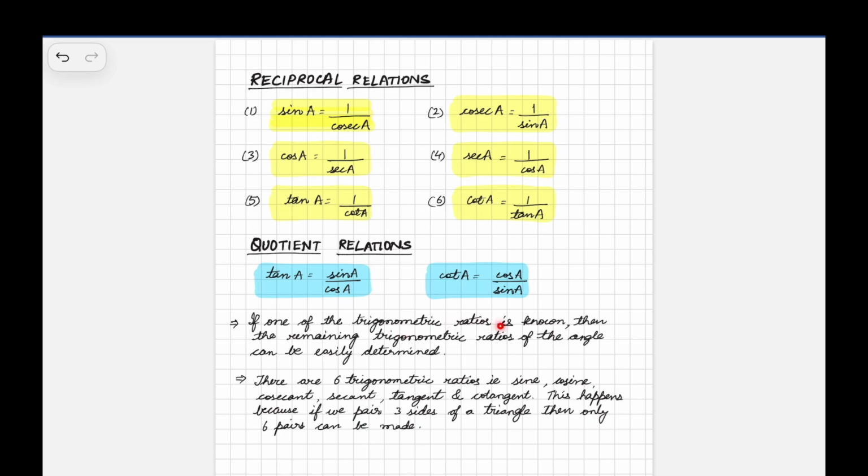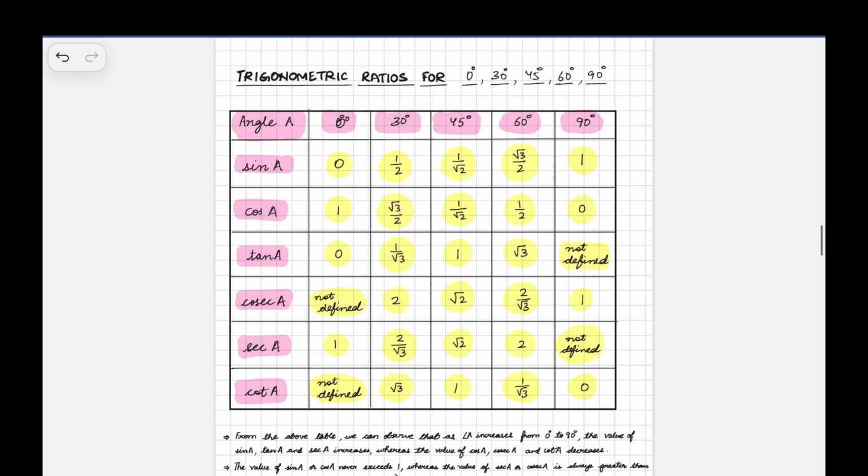Now if one of the trigonometric ratios is known, then the remaining trigonometric ratios of the angle can be easily determined. There are 6 trigonometric ratios, that is sine, cosine, cosecant, secant, tangent and cotangent. This happens because if we pair 3 sides of a triangle, then only 6 pairs can be made. Now this is the table for the trigonometric ratios for 0 degrees, 30 degrees, 45 degrees, 60 degrees and 90 degrees.